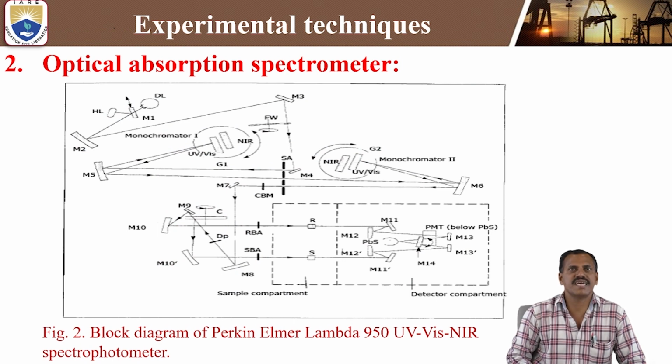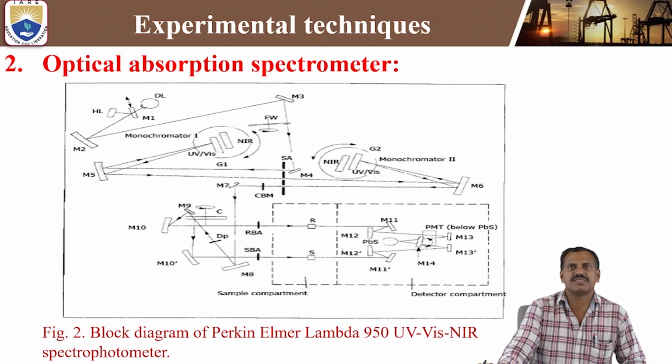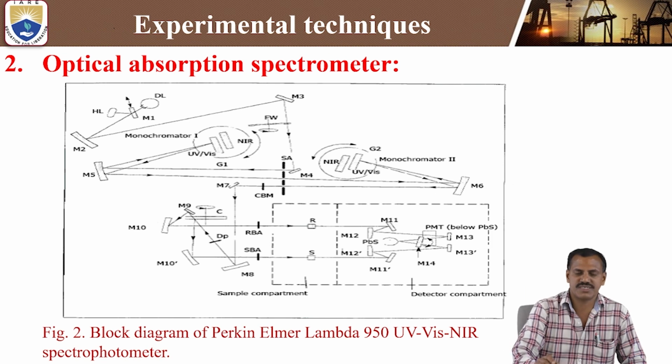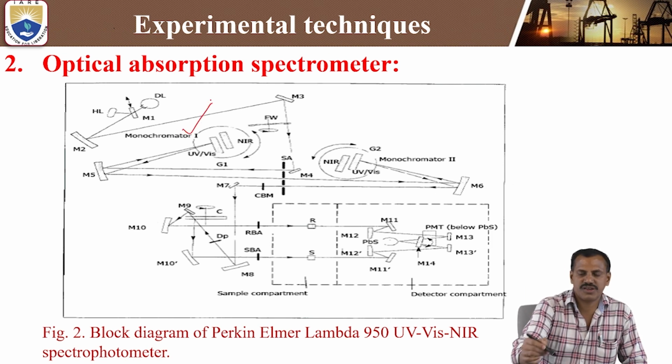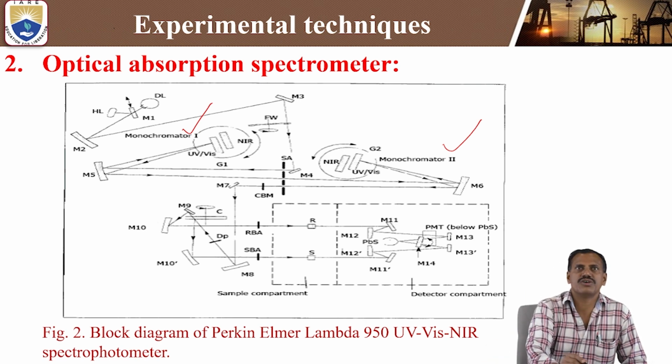Next, this is the block diagram for the Perkin-Elmer Lambda 950 UV visible NIR spectrometer. Inside the optical absorption spectrometer there are two monochromators, monochromator 1 and monochromator 2. Because we can measure the UV visible and at the same time the NIR region also, we need a wide spectral region from 200 nanometer to 3000 nanometers. For that purpose we need two monochromators.